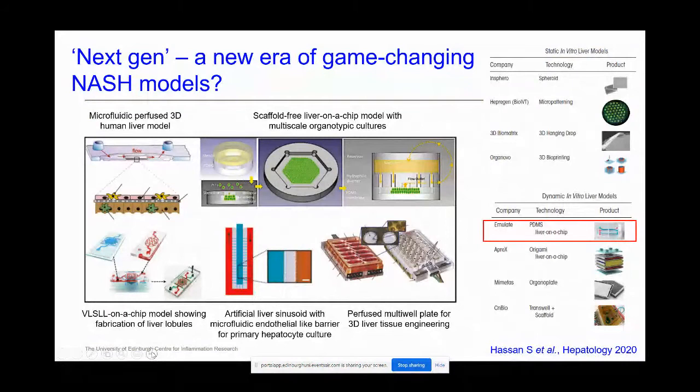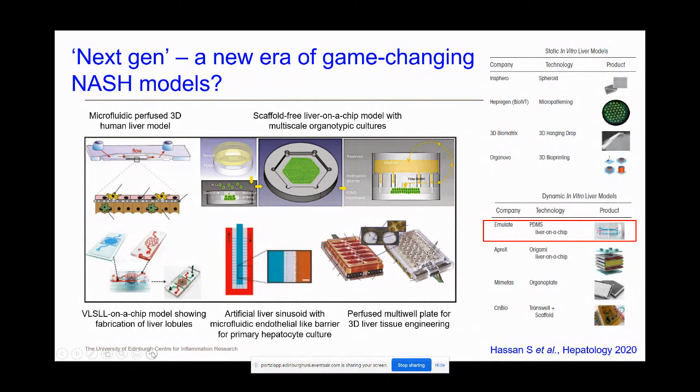The variety of in vitro approaches are highlighted here in this diagram, and this is an excellent review I'll draw your attention to. They show here from left to right a microfluidic perfused three-dimensional human liver model, a scaffold-free liver-on-chip model with multi-scale organotypic cultures, a very large-scale liver lobule on a chip model showing the fabrication of liver lobules, an artificial liver sinusoid with a microfluidic endothelial-like barrier for primary hepatocyte culture, and a perfused multi-well plate for 3D liver tissue engineering. A number of companies have products in this space shown in the table on the right that are either static or dynamic perfused models. Some of you may recognize these products.